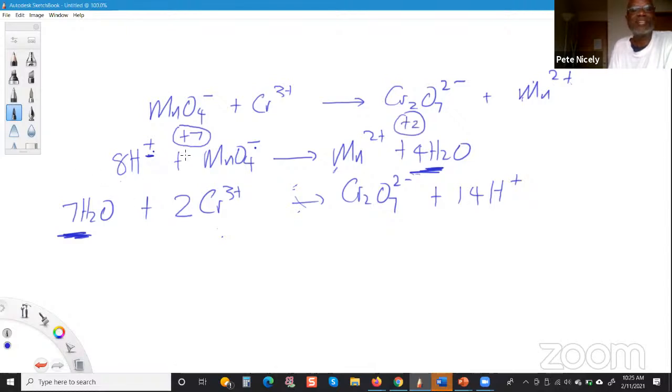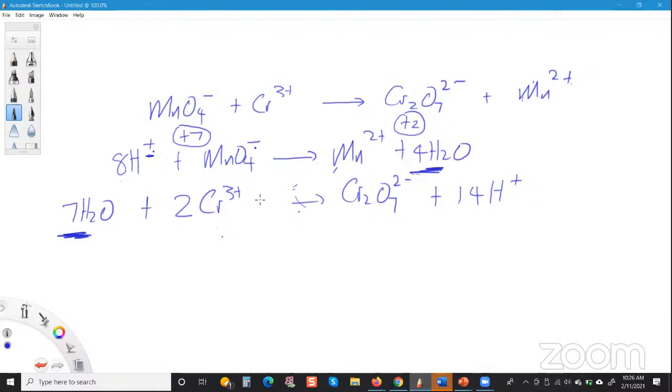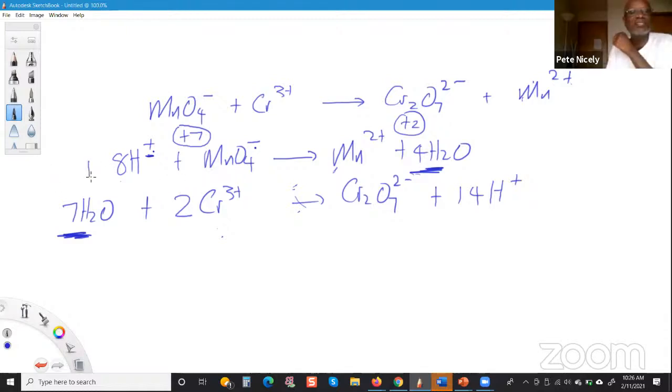So we have +7 on the left, and we have +2 on the right. So to which side would we add electrons and how many? We would add 5 to the right. Exactly. You'd add 5 electrons on the right, because by adding 5 electrons, you're reducing this side to +2, which balances with the +2 on the left, all right?